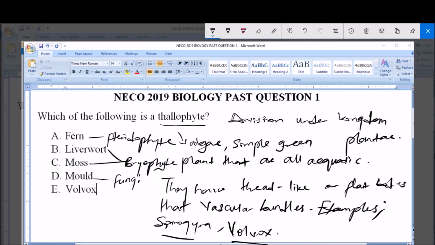And then E, volvox, is the answer to this question because volvox is a thallophyte. So this is the correct answer to this question, volvox.